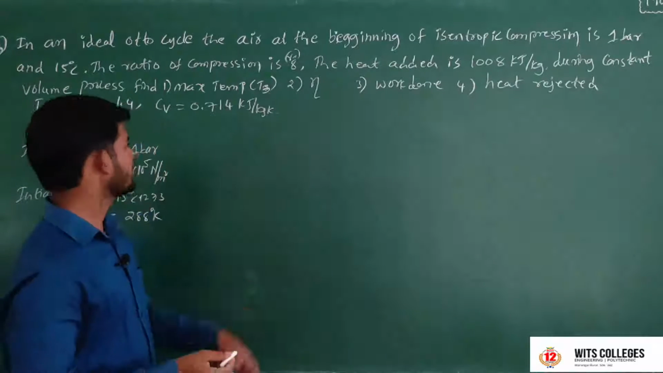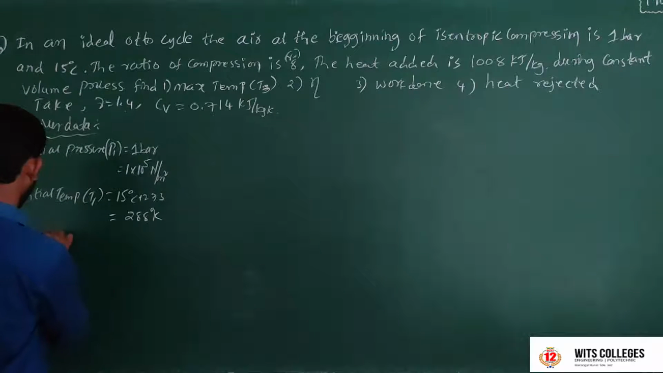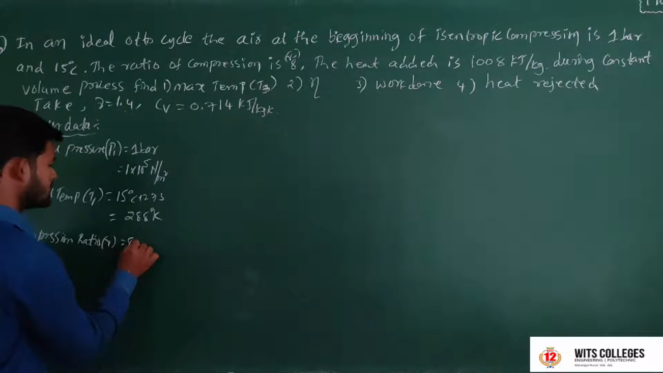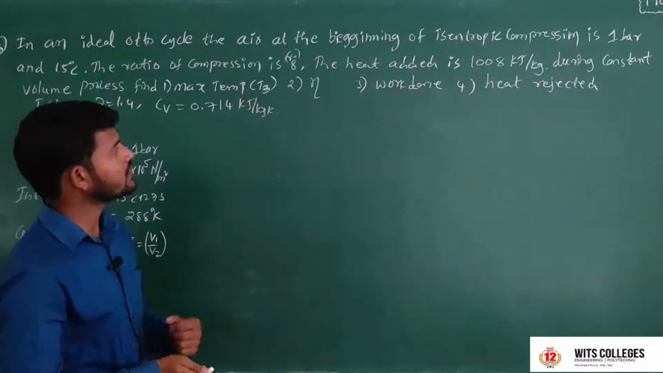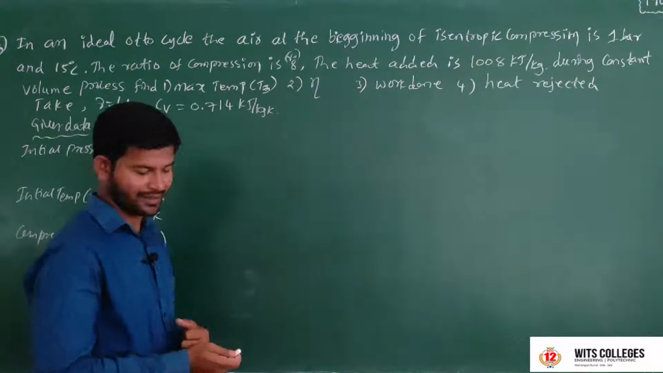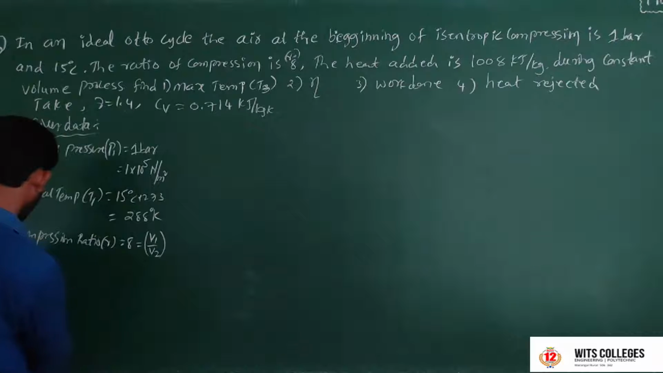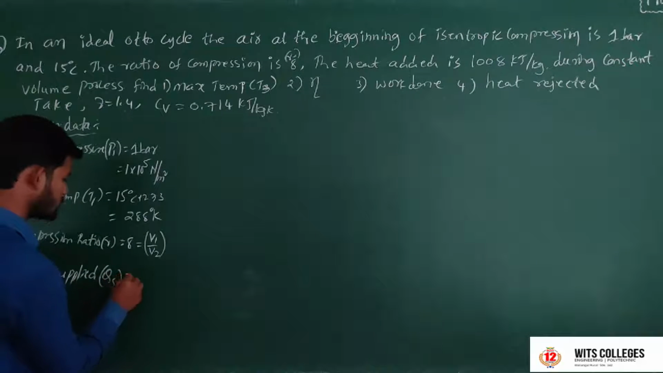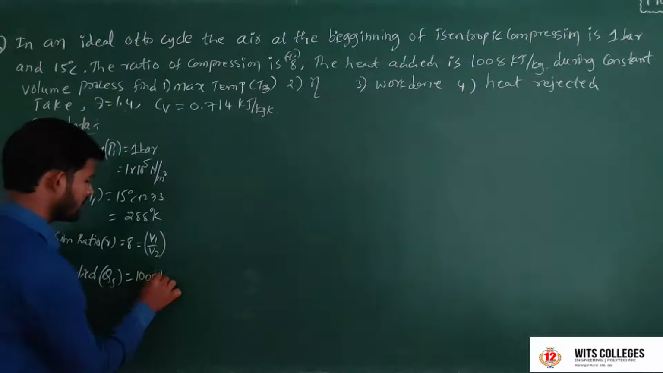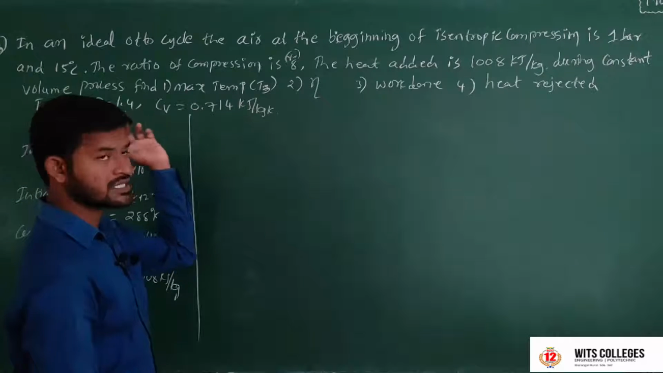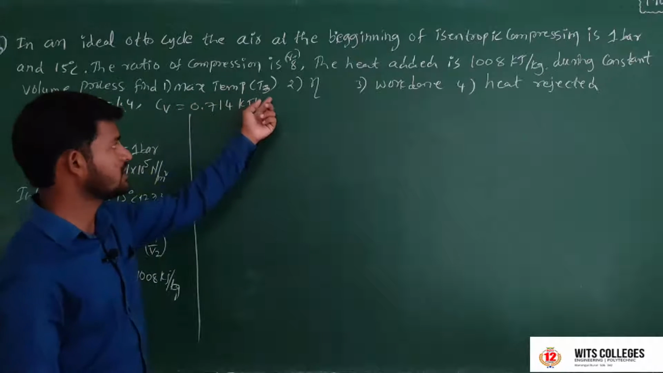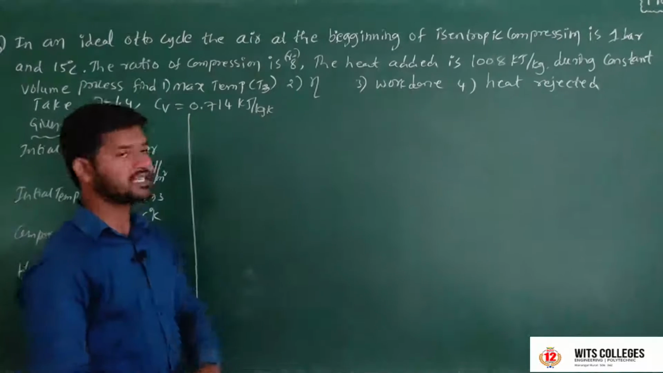And next, the compression ratio r equals 8 is given, that is V1 by V2. And the heat is added, that is the heat supplied Qs, equal to 1008 kilojoule per kg. The process is a constant volume process, and the maximum temperature T3, efficiency, work done and heat rejected will be found.